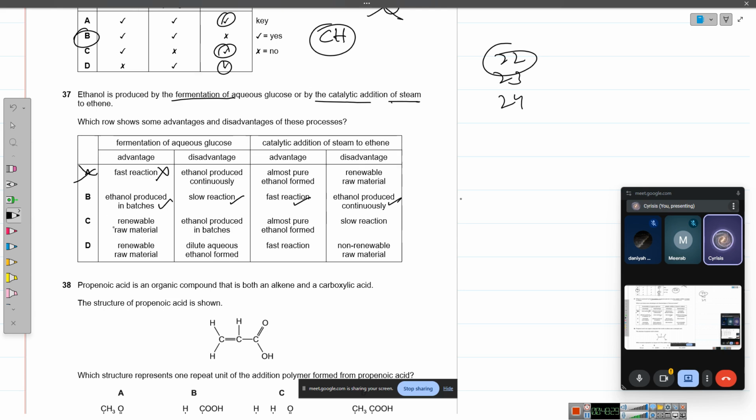I think B is our answer, but I'll still check, right? Renewable material, correct. Ethanol produced in batches, correct. Almost pure ethanol is formed. That is correct. Slow reaction, no. It's an extremely fast reaction, so C is gone, right?